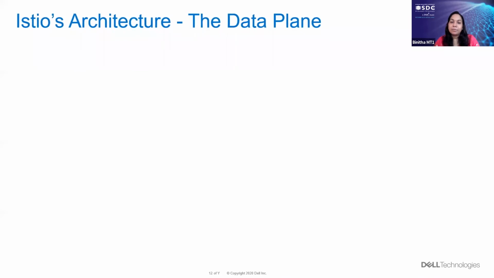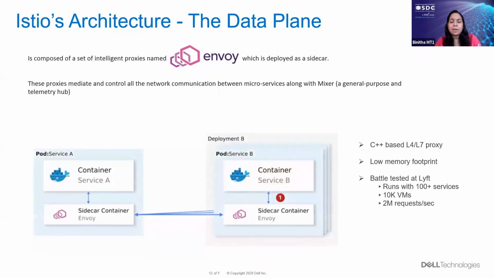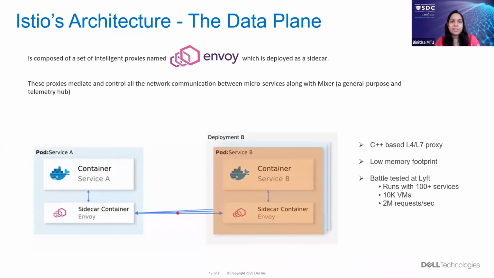Now let's deep dive into what exactly a data plane is. So I said the data plane is nothing but your service along with your proxies. Now, when I say proxies, these are a set of intelligent proxies called Envoy proxies, which are deployed as a sidecar. This is called the sidecar pattern.